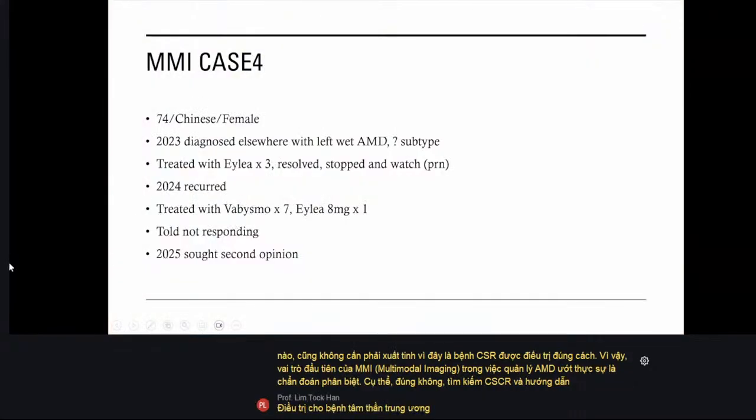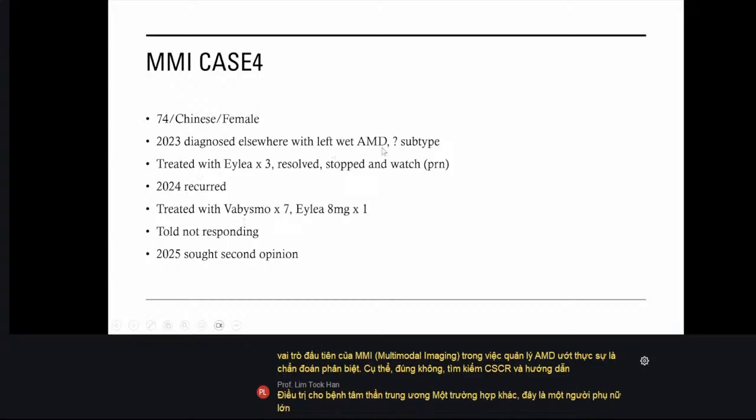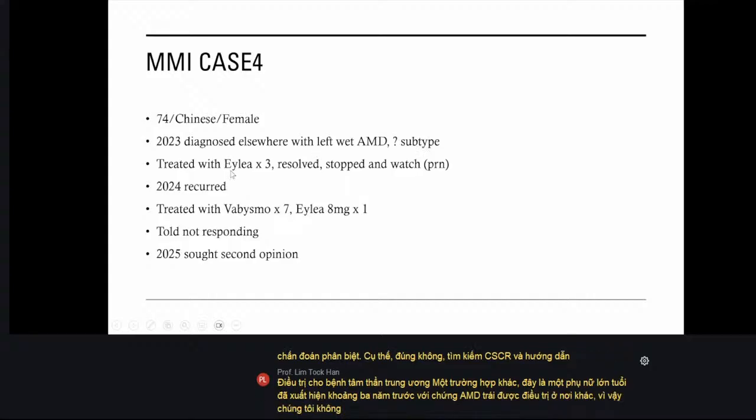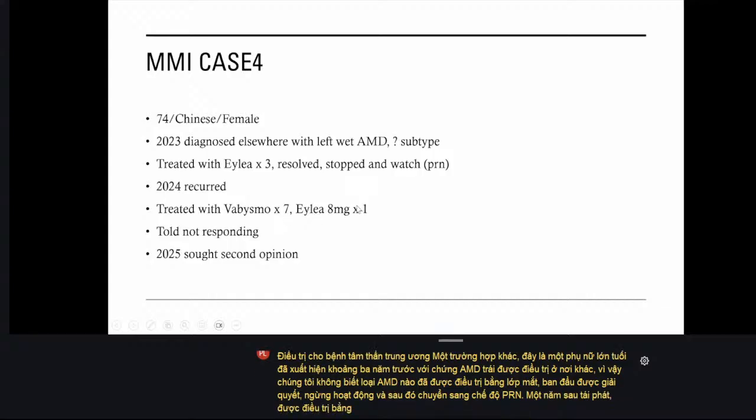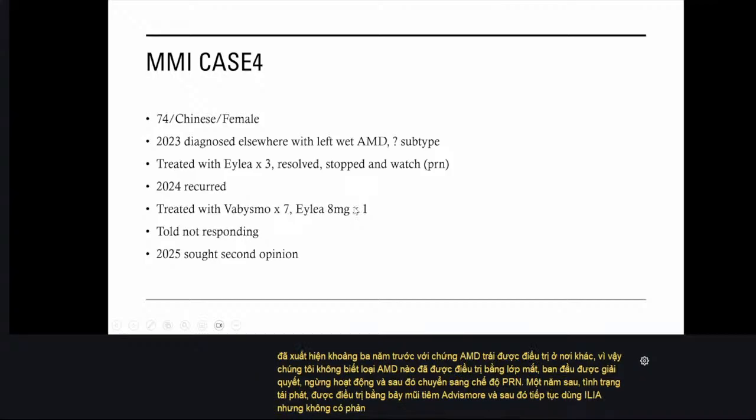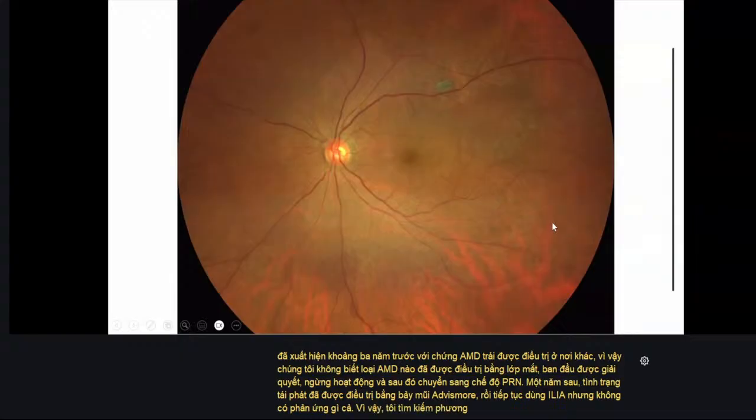Another case, this is an elderly lady that presented about 3 years ago with left AMD treated elsewhere, so we don't know the subtype of wet AMD. Was treated with Eylea, initially resolved, stopped, and then went on a PRN regimen. A year later, recurred, treated with 7 injections of Vabysmo, and then went on to Eylea 8 milligrams, not responding at all. So she sought a second opinion, and this is the patient's fundus photo.